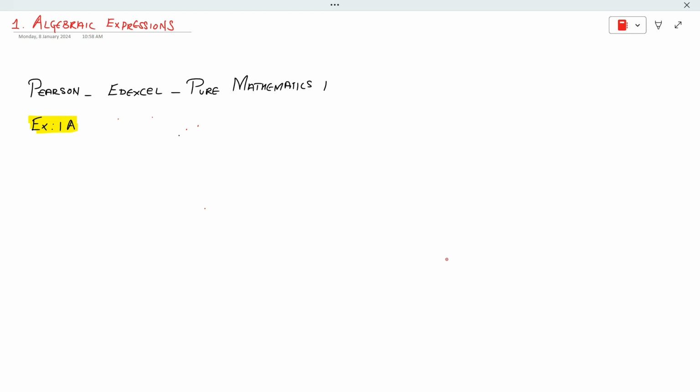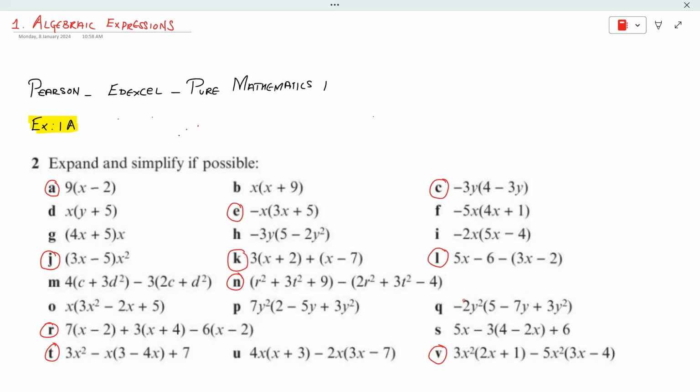In this video, we are going to find the product of algebraic expressions from the textbook Pearson Edexcel Pure Mathematics 1, International A Level. Let's get into the exercise sums. This is question number 2, to find the product of algebraic expressions, from exercise 1A. I have marked some of the questions which I am going to do. If you have learned to do this, then you can do the rest of the questions by yourself using the same concept.